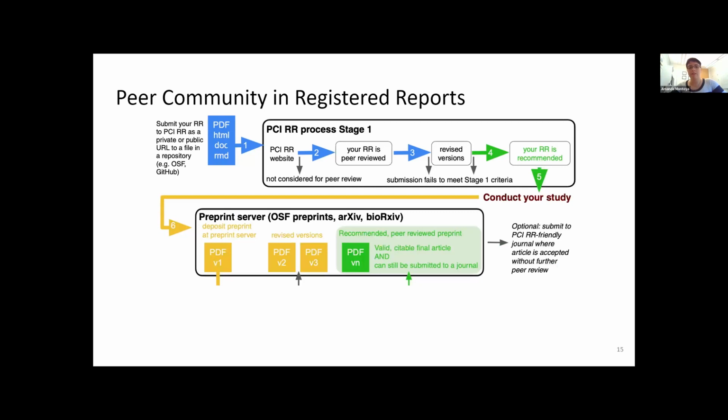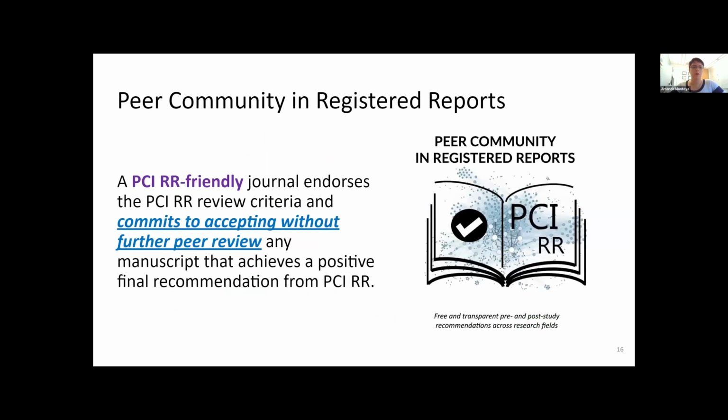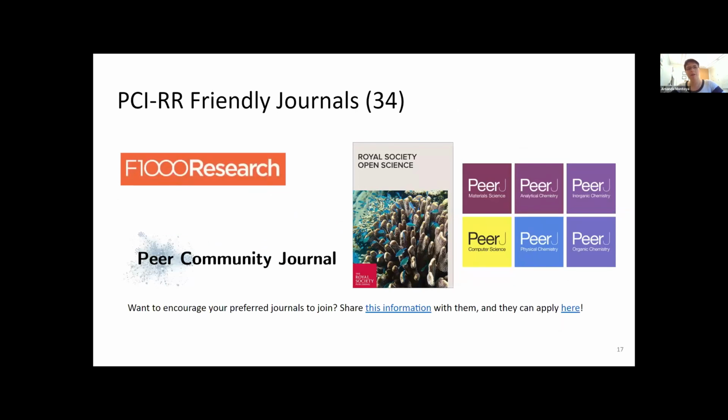They give a recommendation, and then eventually you upload your paper to a preprint server. Then ultimately you resubmit your paper back to them. And in the end, you can send this to a PCIRR-friendly journal. A PCIRR-friendly journal commits to accepting registered reports without further peer review if it's been recommended by PCIRR. There are a number of friendly journals, but again, very few in the natural sciences. I tried to pull a few.